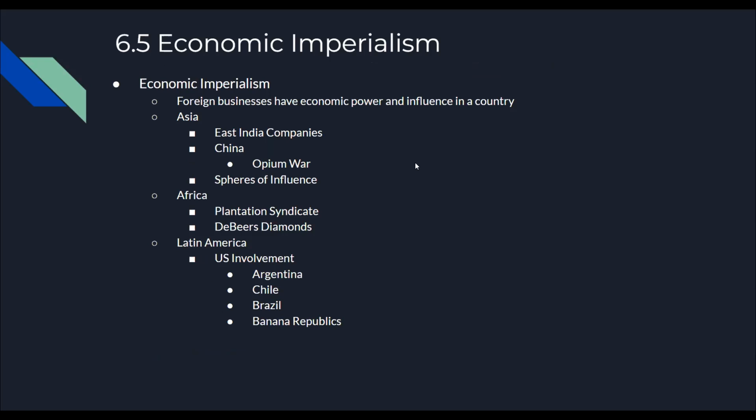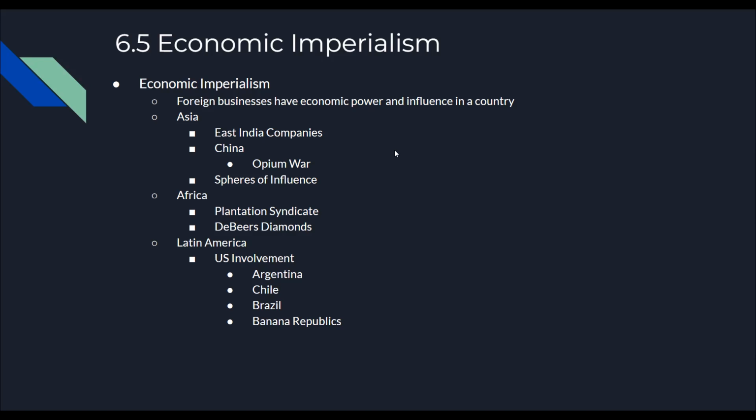6.5, economic imperialism. Economic imperialism is also a form of imperialism, but instead of having a country do it, you have companies do it. Basically, it's when foreign businesses have economic power and influence in a country that can't fend for itself. In Asia, some examples of this are the East India companies.